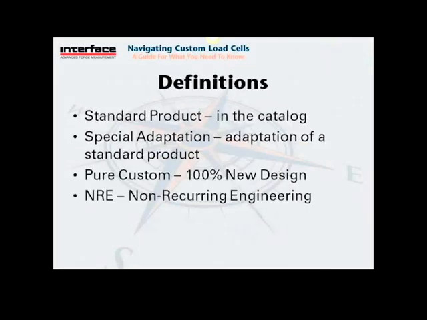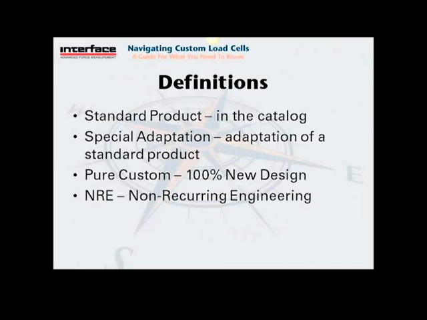Next, I'd like to speak to you about the definitions. These definitions are what we're using in the presentation so that you'll know whether it's a standard product, an adaptation, or custom. So a standard product is anything that's in our catalog or on the website. There are many different sizes and shapes of load cells available, and in a lot of cases, you're going to be able to just pick one from there and use it in your application successfully.